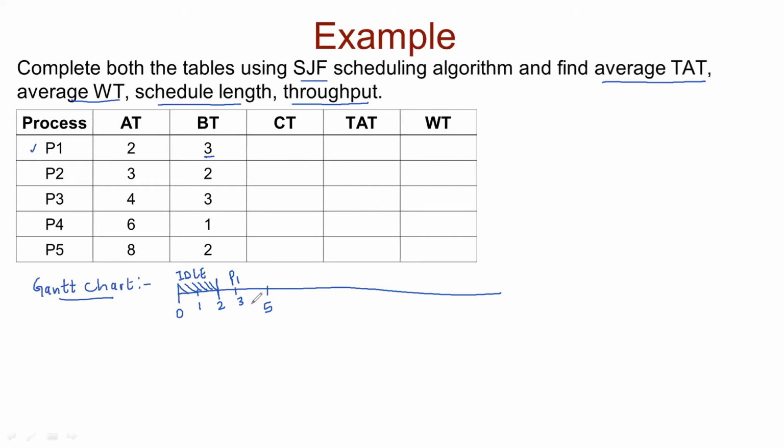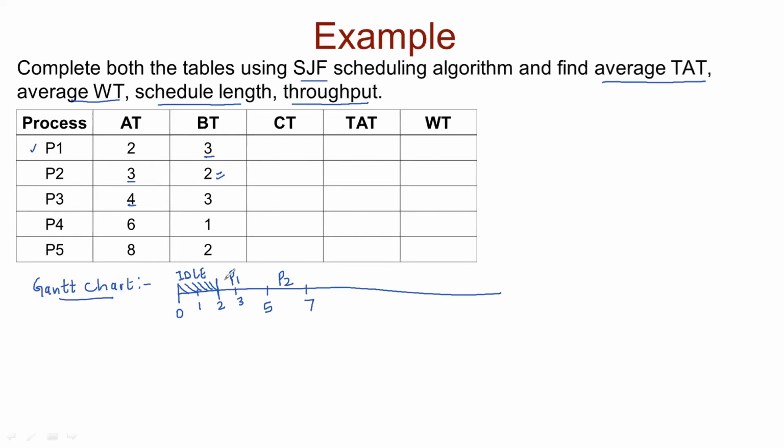Now at 5, we can see process P2 came in the system, and process P3 came in the system. But the burst time of P2 is 2 and P3 is 3. So the process with the shorter burst time will be allocated. Out of P2 and P3, the scheduler will select P2 to execute because it has the least burst time among all the available. It will execute till 7 because its burst time is 2.